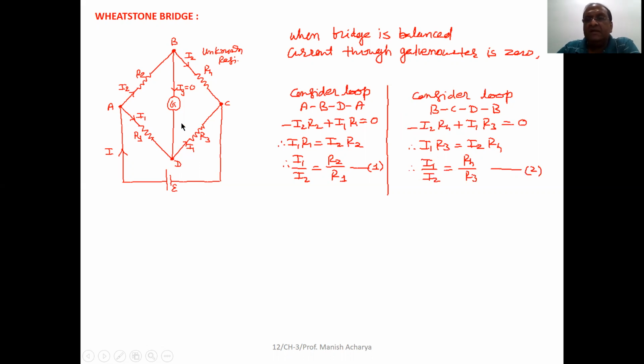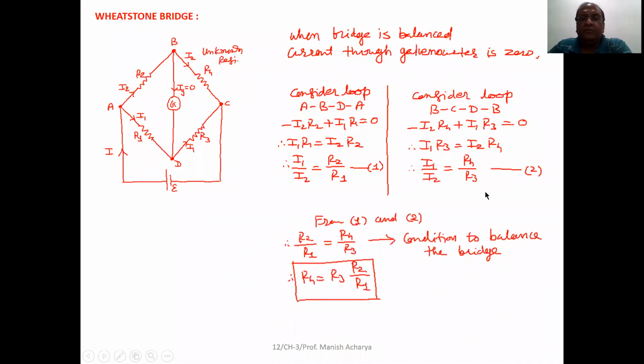Then D to B, there is no current, so no potential difference. So when you reach B, the resultant is 0. So you can write I1 R3 equal to I2 R4. So now you can write I1 upon I2 is equal to R4 upon R3. Clear to all of you up to this?